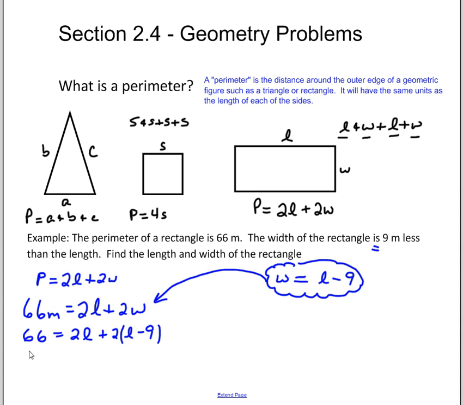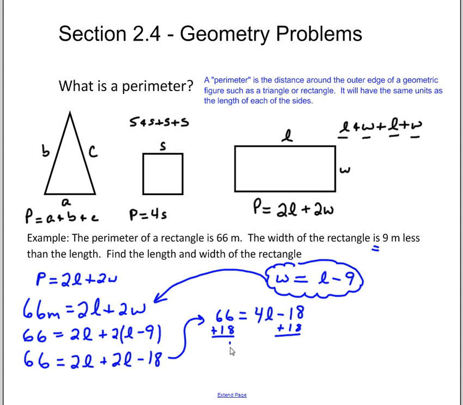Let's walk through this. 66 would be equal to 2 times the length, plus distribute our 2, 2 times the length, minus 18. A little bit more simplification reveals that 66 is equal to 4 times the length, minus 18. Well, to get length by itself, of course, we want to add our constant to both sides. So let's add 18 to both sides right here. Add 18, add 18.